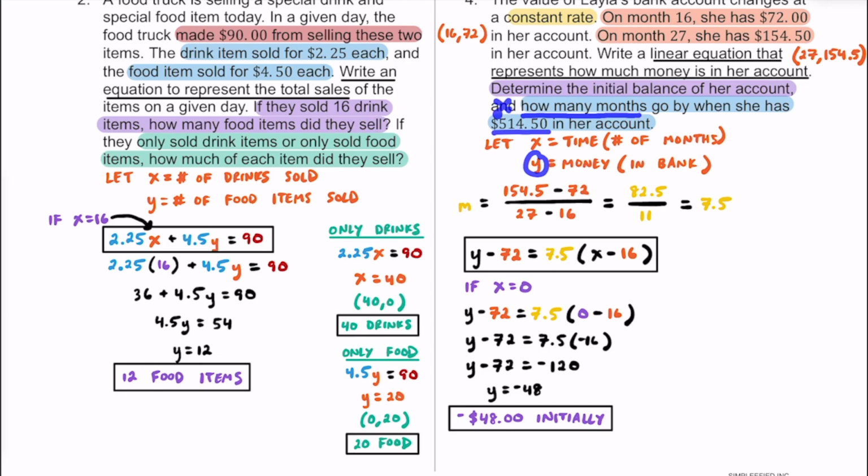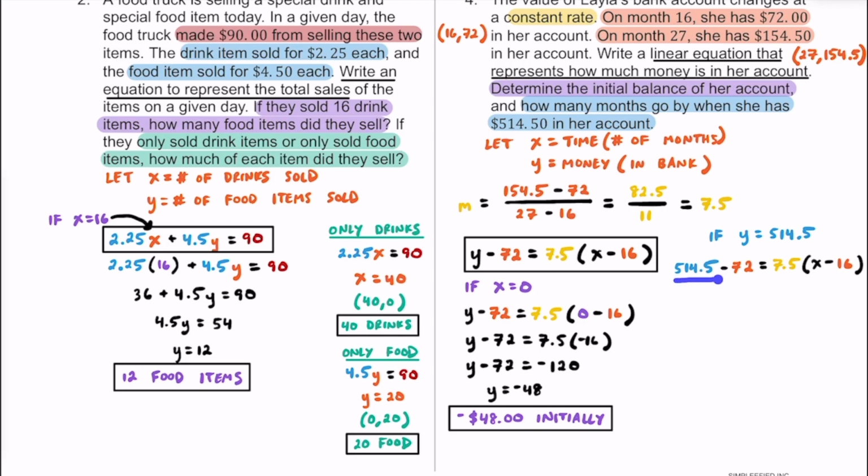So let's take this 514.5. Let's take that value here, and let's plug it into our y value, which is right over here, so that we can solve for x, which is how long it'll take to get that much money in her account. So if y is going to be 514.5, let's plug that into our equation. So 514.5 minus the $72. That's going to be equal to 7.5 multiplied by the quantity of this x minus the 16.